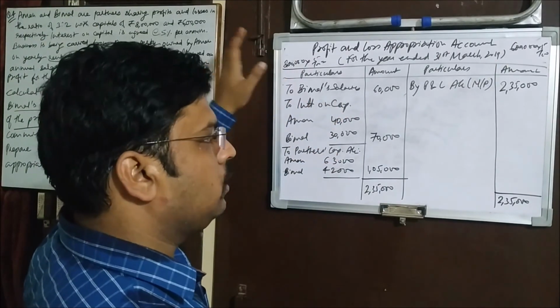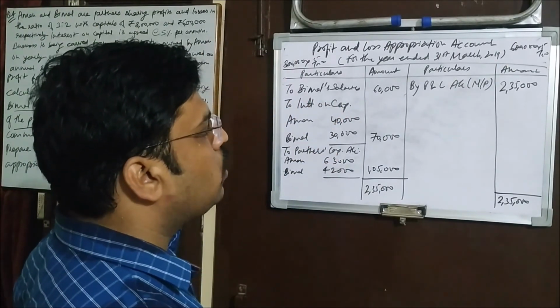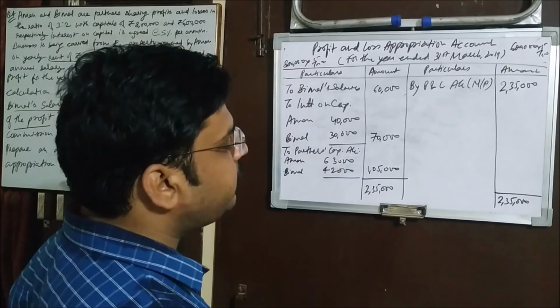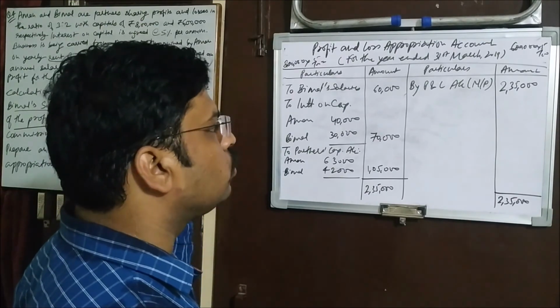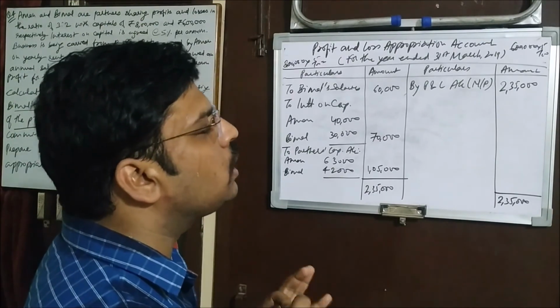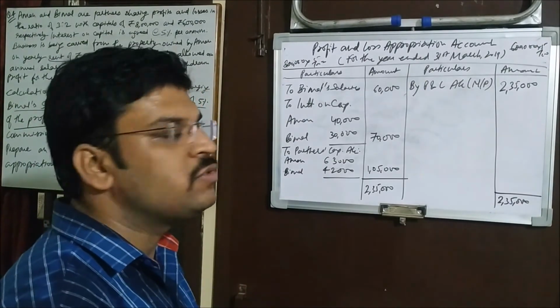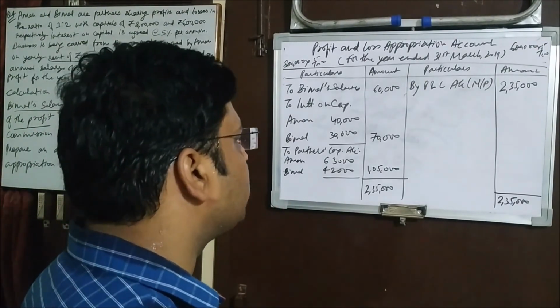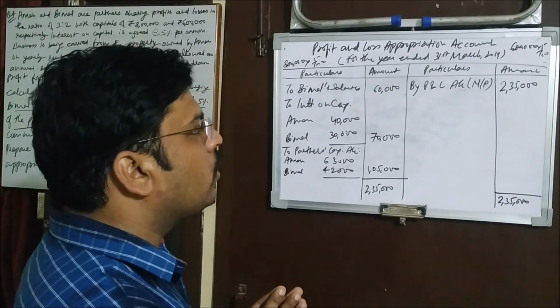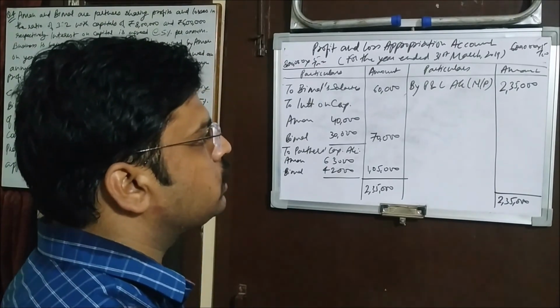Why did we have to prepare the profit and loss account? Once again I am telling, because rent and manager's commission were items belonging to the profit and loss account. That's why we had to do so. So the question can come in this way as well. That's why I took this question, to make you understand the proper way. Alright then, let's move further towards the other question.